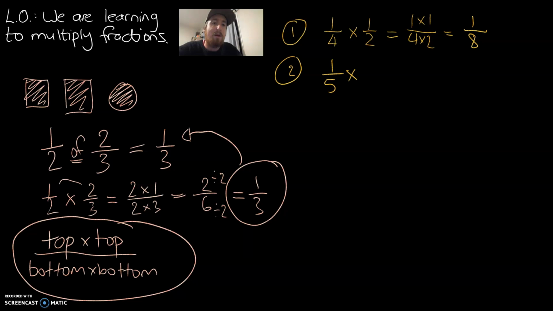And I'm going to multiply that by, let's say, 2/3. So I'm being a bit trickier with my numbers this time. Let's start thinking about our formula. Top times top, bottom times bottom. So 1 times 2, well, that's going to be 2. And 5 times 3, that's going to be 15.